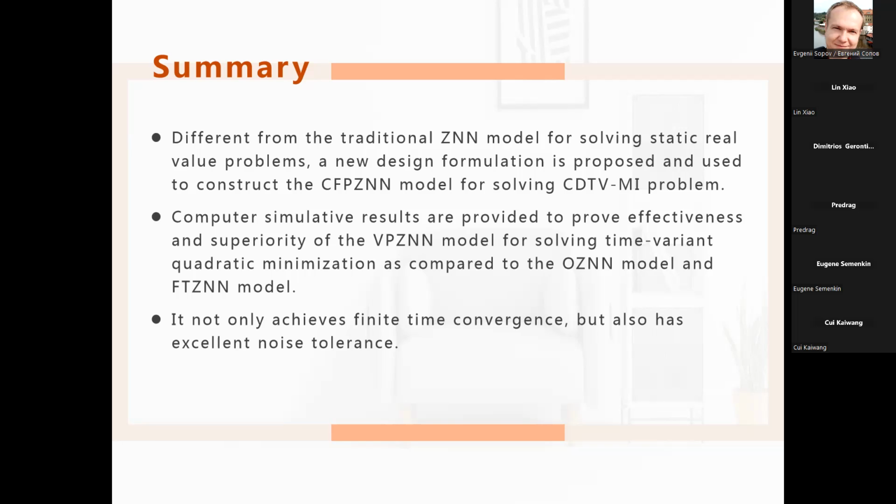In addition, compared to existing classic activation functions such as the linear activation function, power activation function, sign-bi-power activation function, and the peak-time convergent activation function, the proposed activation function performs superior in terms of robustness, and the proposed zeroing neural network model has this excellent performance and meets the requirement of the predefined convergence time. Finally, the computer simulation results further prove the effectiveness and the superiority of the proposed model for the complex valued time-dependent matrix inverse problem and the proposed FPC activation function.